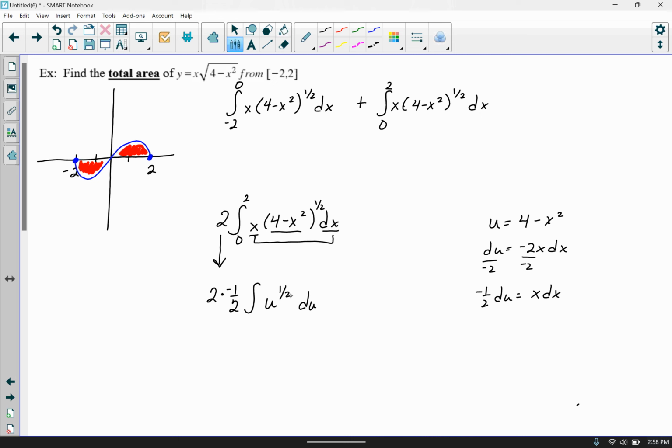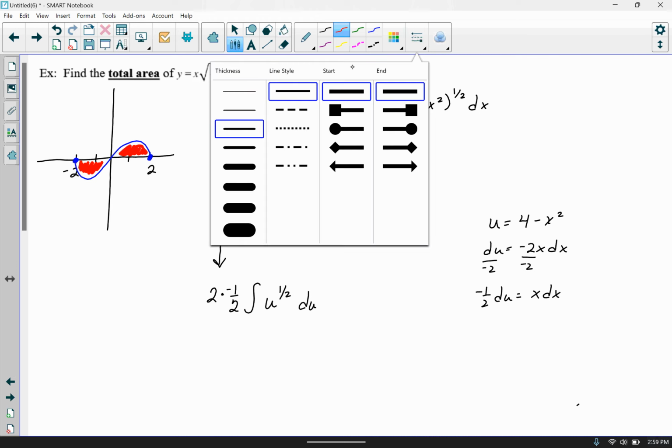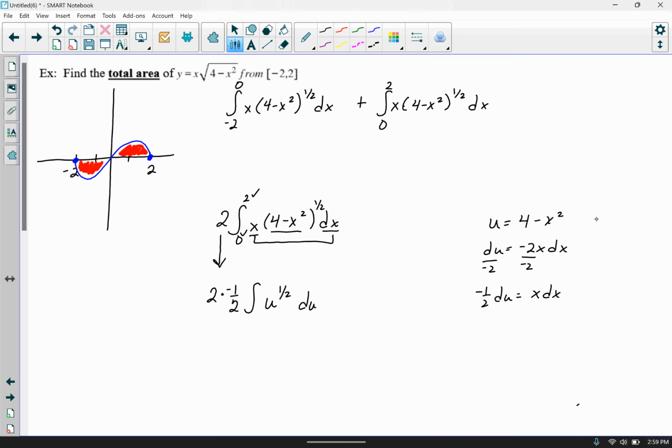Since I'm evaluating in terms of u, I can leave it in terms of u, but just update my limits of integration. If I plug in 2 for x, I have 4 minus 2 squared, which gives me 0. So that upper bound changes to 0. On the bottom, plug in the lower bound, which is 0, so 4 minus 0 squared gives me 4. Now I'm going to clean up on the outside. Half of 2 just gives me a negative 1 out there.